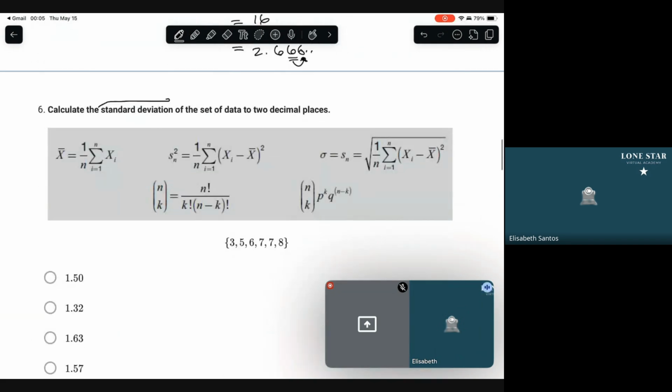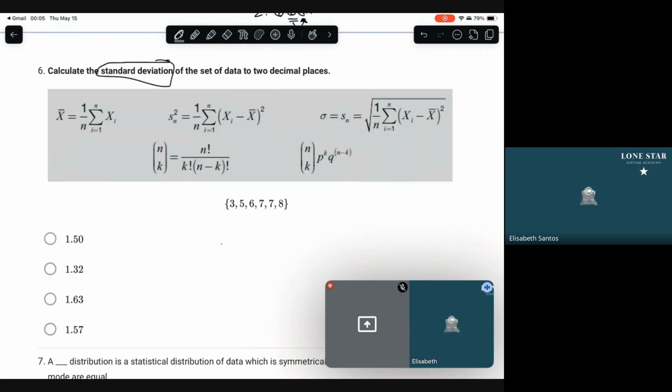Okay, now we're going to do the standard deviation. Well, we already know the variance, and remember by that definition, standard deviation is the square root of variance. So we know the variance is 2.67. So to find standard deviation, which is depicted by this sigma, we're going to take the square root of 2.67, and what do you get? You get this one, 1.63.